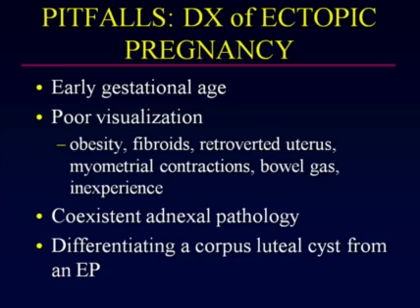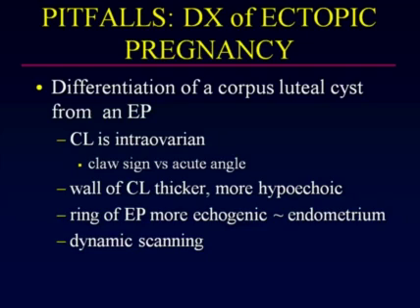So a patient who has a dermoid or some sort of adnexal mass, again, it's just harder to visualize any other adnexal structure. But another very common problem is the difficulty in differentiating a corpus luteal cyst from an ectopic pregnancy. There are several things, though, that you can use to help you make that differentiation. First of all, the corpus luteal cyst is intra-ovarian in location. So you ought to see a rim of ovarian tissue around the corpus luteal cyst, and this has been described as the claw sign, as opposed to an ectopic pregnancy which is adjacent to the ovary, and therefore the structure should have an acute angle with the adjacent ovary.